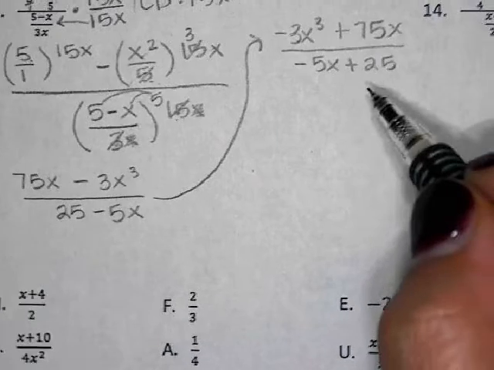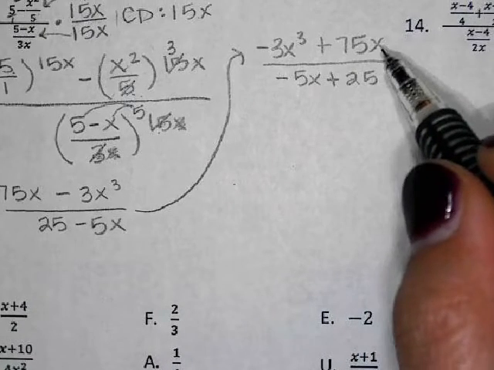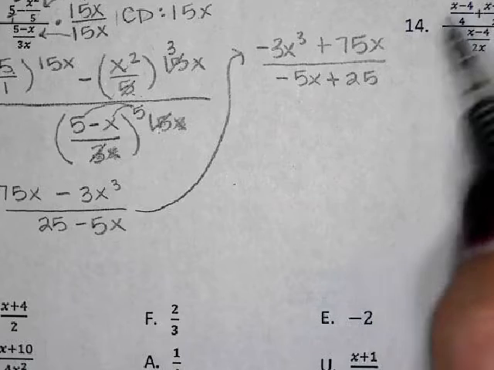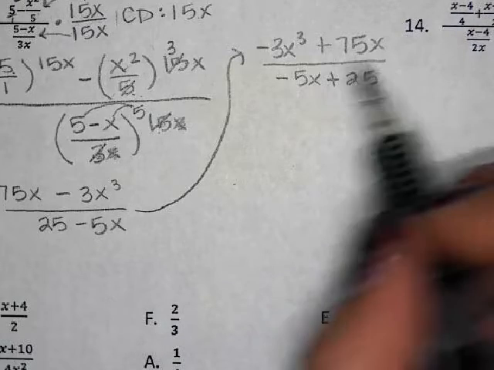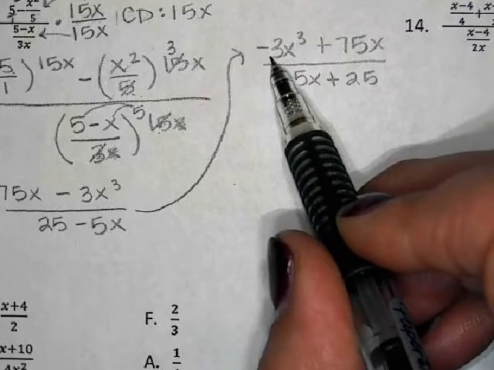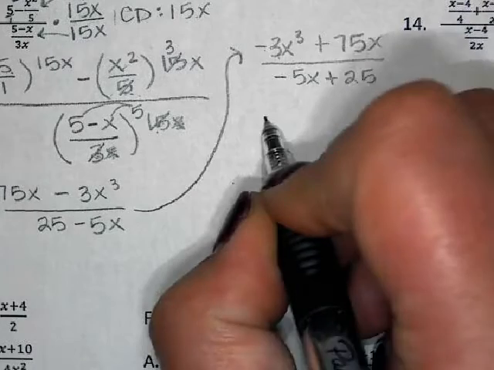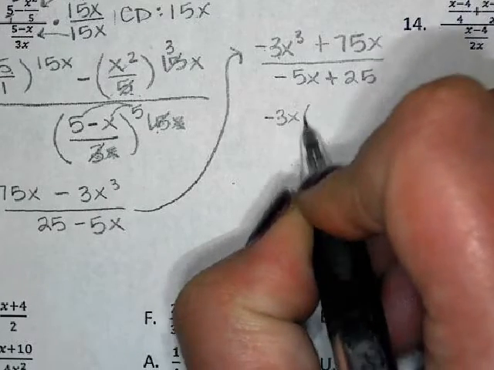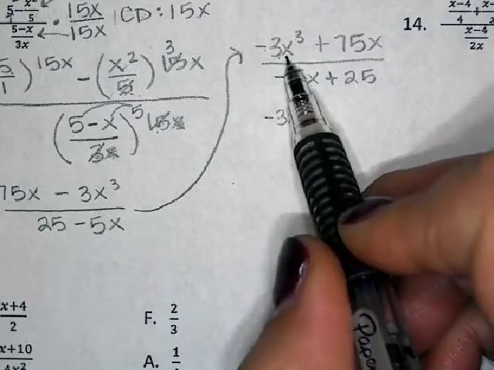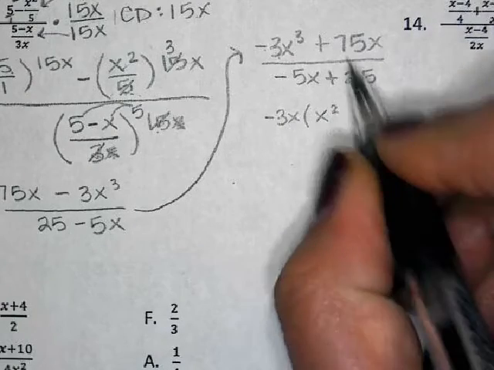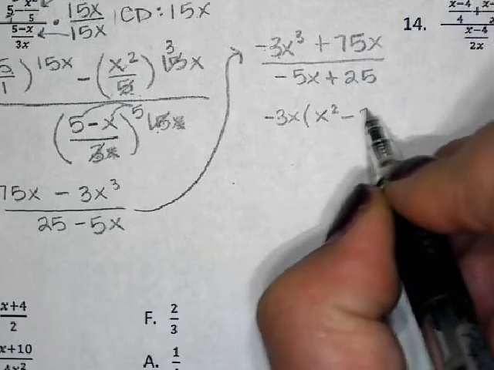So what type of factoring do you guys see on the top and bottom? The same type, GCF. So what's the GCF on the top? Negative 3 and an x. Okay, so negative 3x. And what does it leave behind? X squared minus 25, okay?